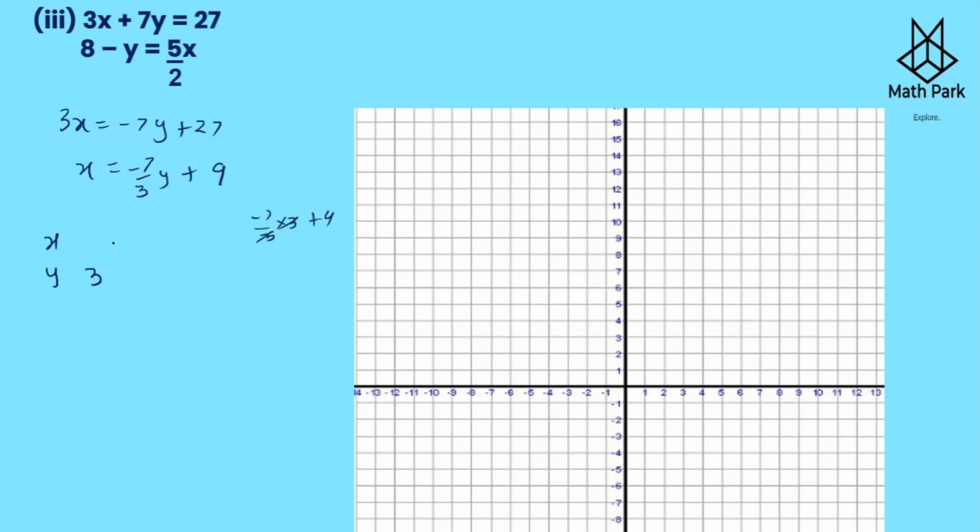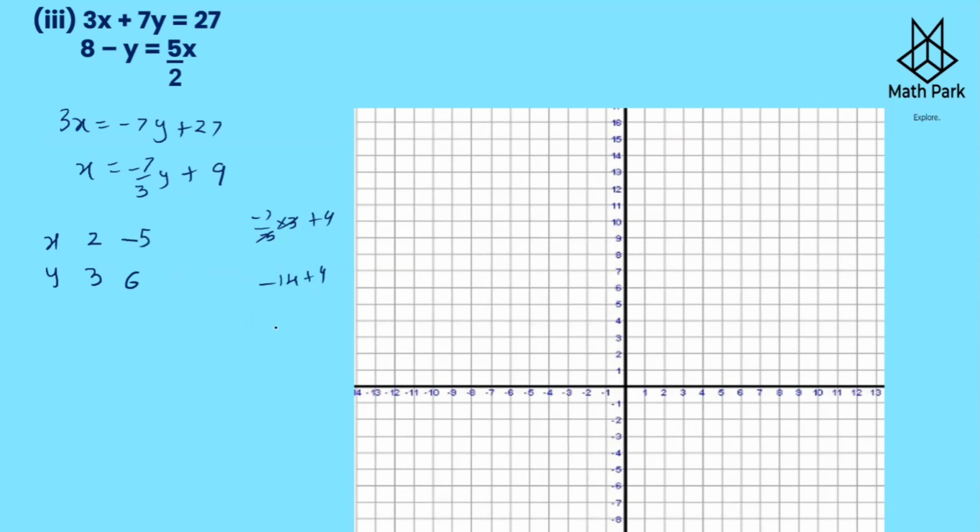9 minus 7, we get this as 2. If you take y is equal to 6, you get 3 2s are 6. So you get 7 2s are minus 14 plus 9. So minus 14 plus 9, we get this as minus 5.